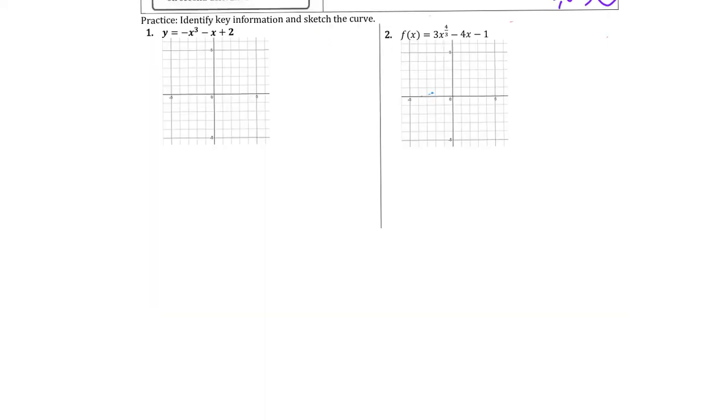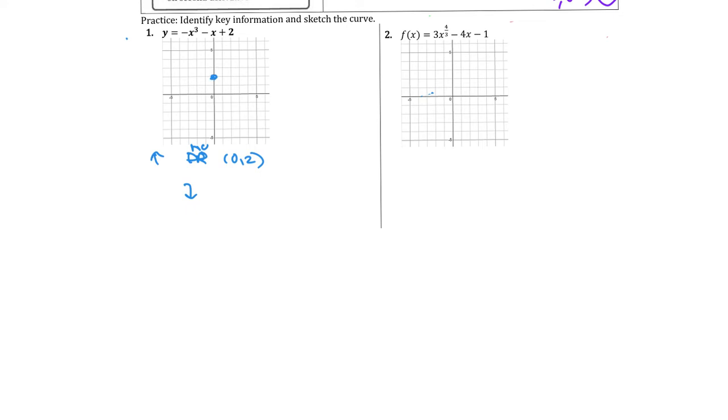Okay, so here we go on number 1. First of all, end behavior-wise, this is a polynomial. It is cubic, and the first term is negative. So end behavior-wise, I know it's going to go something like this. I can identify that there are no domain restrictions. I can plug in any x value I want, and the y-intercept is going to be (0, 2).